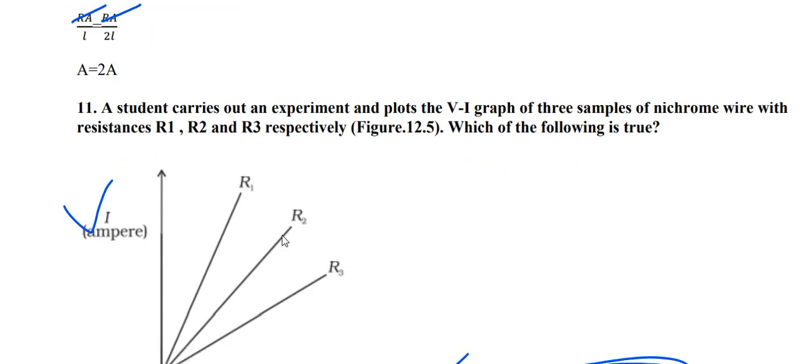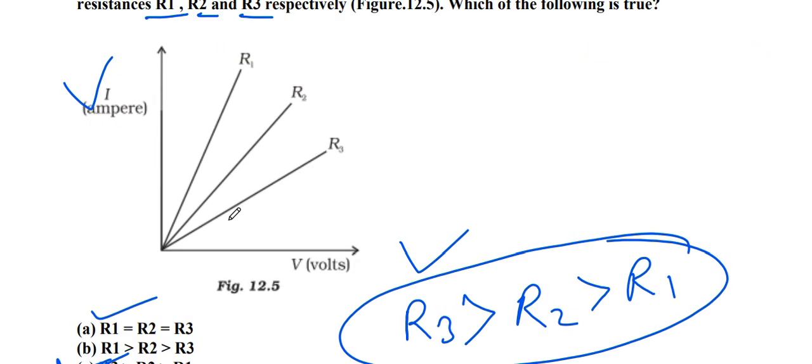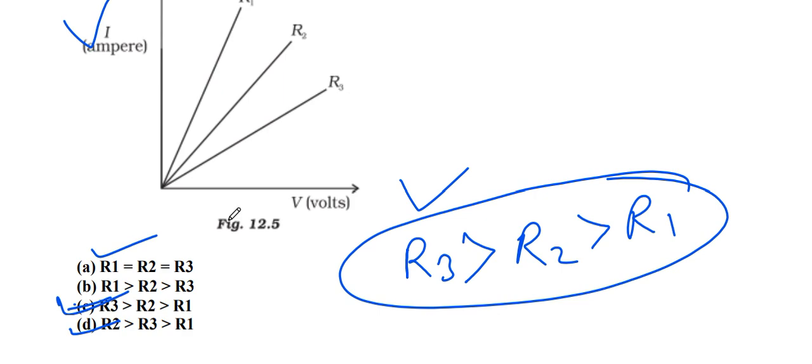It is a voltage-current graph of three samples of nichrome wire, which have resistance 1, resistance 2, resistance 3. So here you are using nichrome wire, and you can go through R3 always greater than R2 and R2 greater than R1.